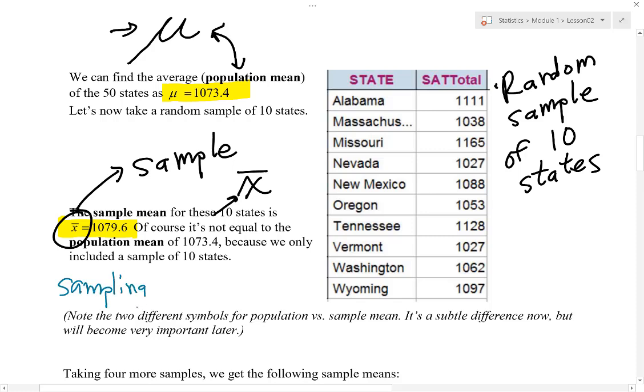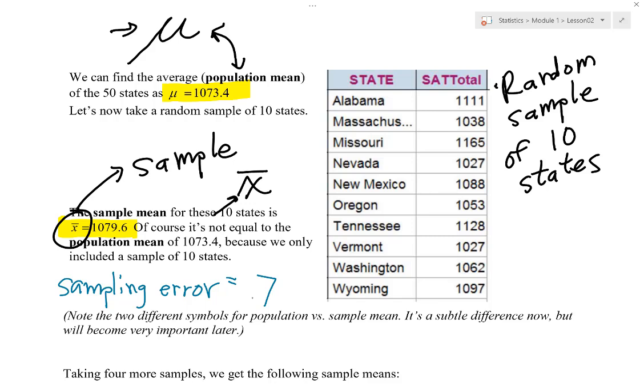And that difference is the sampling error. I talked about sampling error earlier. I'm just going to round these off: the population mean is 1073, and the sample mean is 1080. So 1080 minus 1073, the sampling error is about 7, because the sample mean is roughly 7 points higher than the population mean. So we've overestimated by 7.